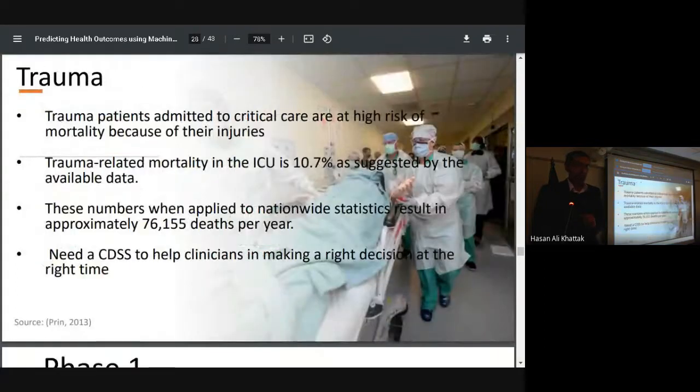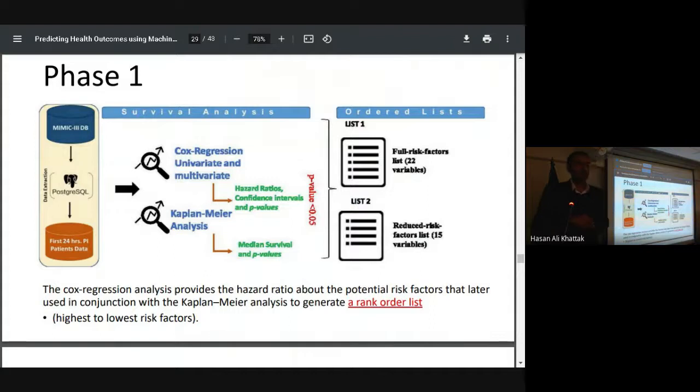So for that, we took the data from the MIMIC database, which is a database about ICUs managed by MIT. Around 95 to 100 ICUs' data is there, and they continuously update it. Then we do the initial screening. We applied different biostatistics techniques, like Cox regression and Kaplan-Meier. The Cox regression analysis provides the hazard ratio, and after that, we took the Cox regression results and used Kaplan-Meier to design the rank order list.